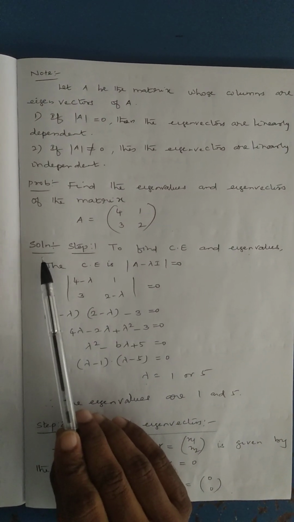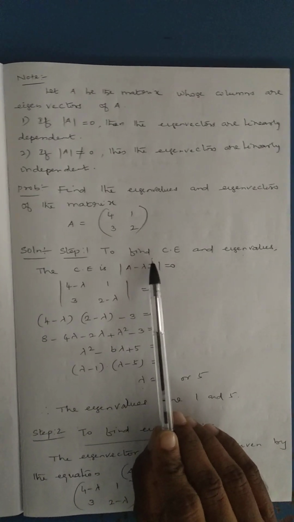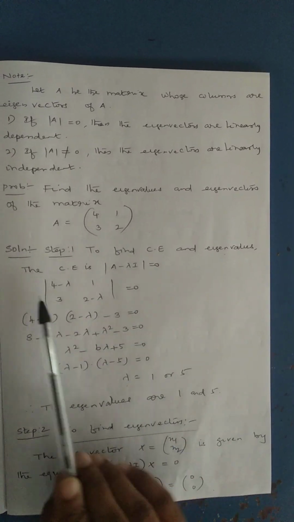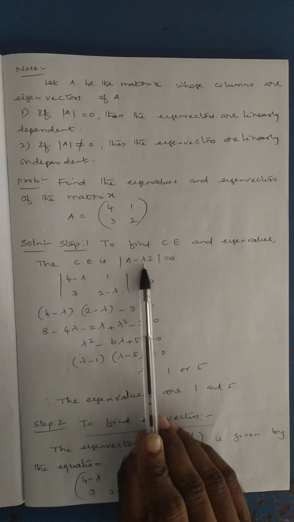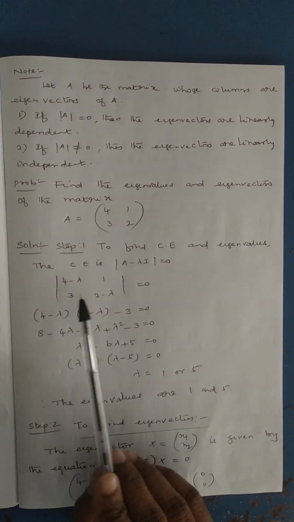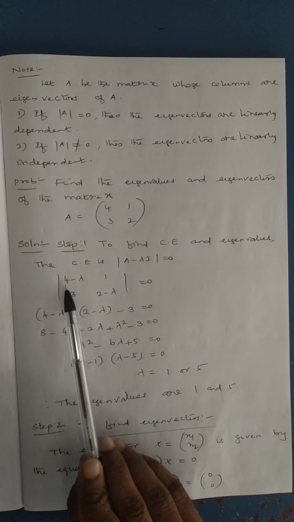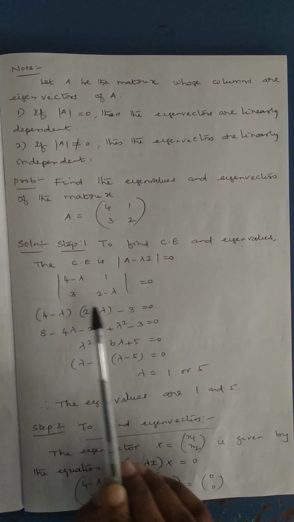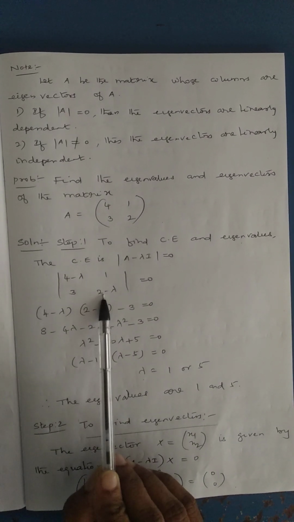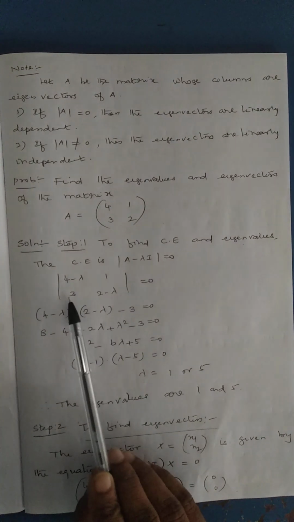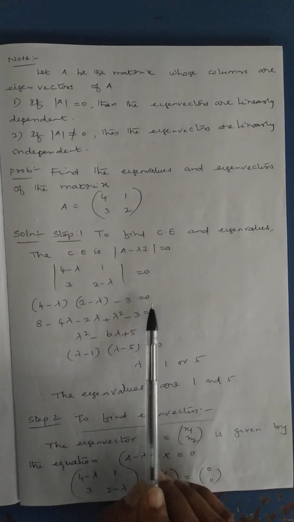So first, solution. Step 1, to find the characteristic equation and eigenvalues. The characteristic equation formula: determinant of A minus lambda I equals 0. A is already given, I is the identity matrix. So 4 minus lambda, 1, 3, 2 minus lambda equals 0. So 4 minus lambda into 2 minus lambda, multiply the values, and 3 into 1, so minus 3 equals 0.